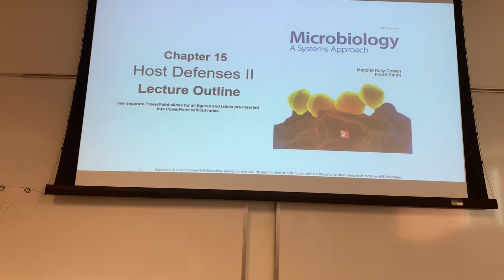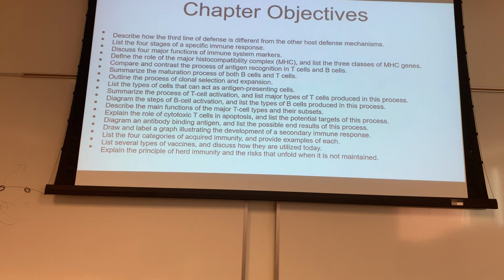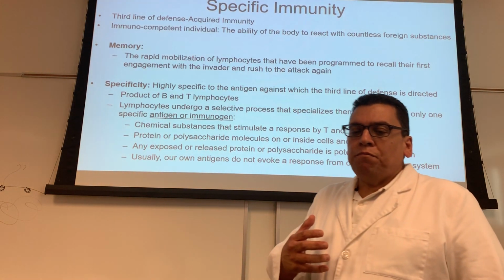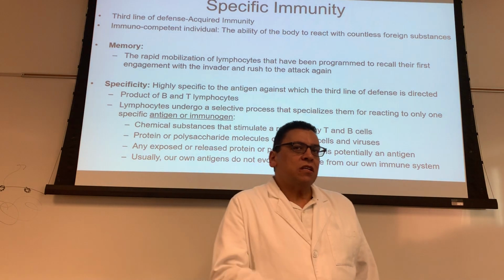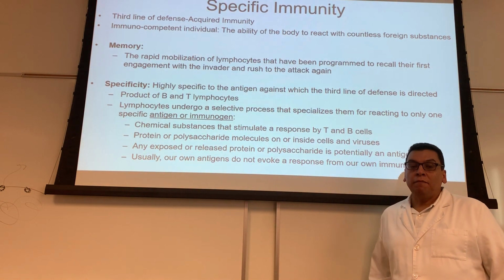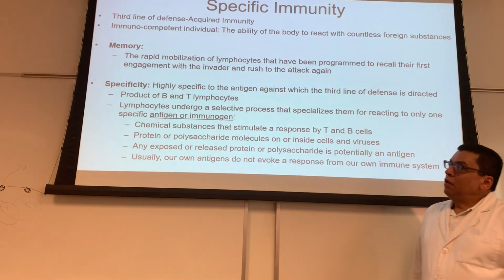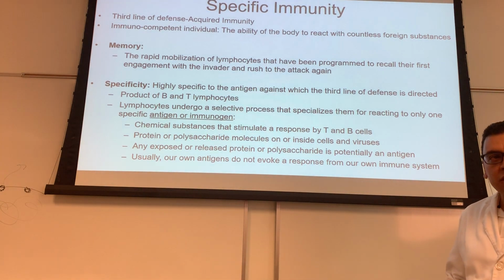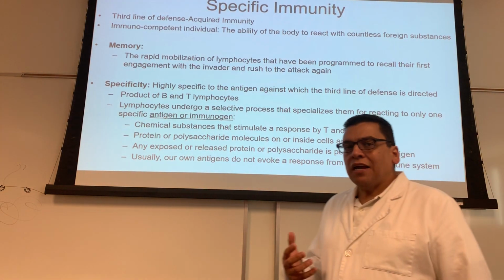Okay. In this chapter, chapter 15, which is called Host Defenses 2, specifically focuses on the third line of defense. And when we talk about third line of defense, we're basically talking about two main players, the T cell and the B cell, and what they do. They do amazing things. But the first thing that we're going to talk about is the characteristics of the third line of defense. It is different than the first line and the second line of defense.